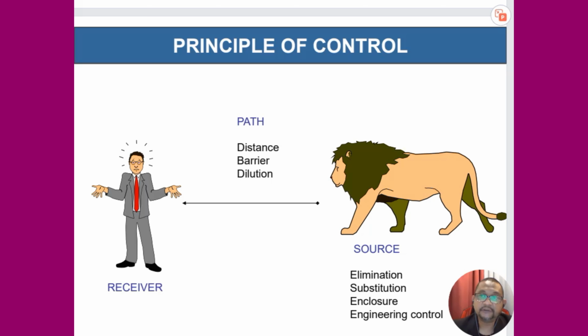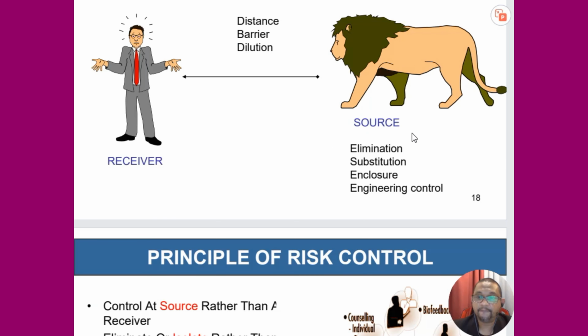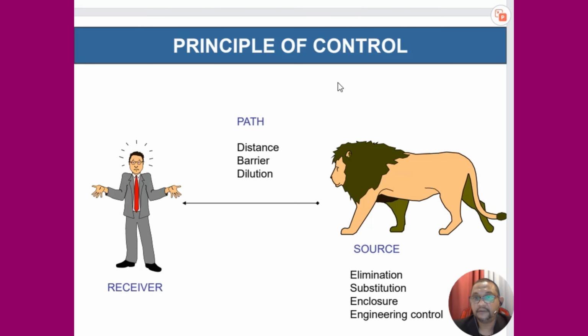Okay, principle of control. Because in this chapter, in occupational health, there are control strategies. Okay, the principles of control. Number one, control strategies in occupational health can be elevated into five steps. Number one, elimination or substitution.